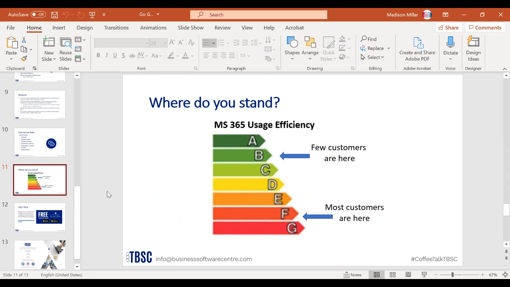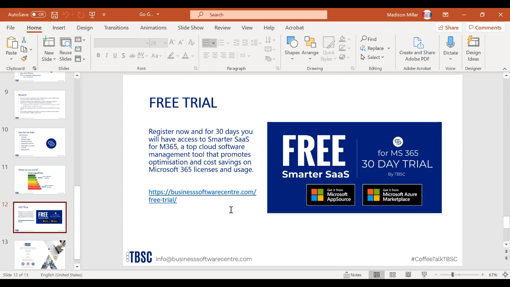So if you're interested, we are offering a free trial. Of course, we're on Microsoft AppSource and Azure, so you can download for free. And when you register, you get everything that I've talked about in the last few slides. We can help you set goals, look at your usage, and determine how to get you more sustainable with your software.